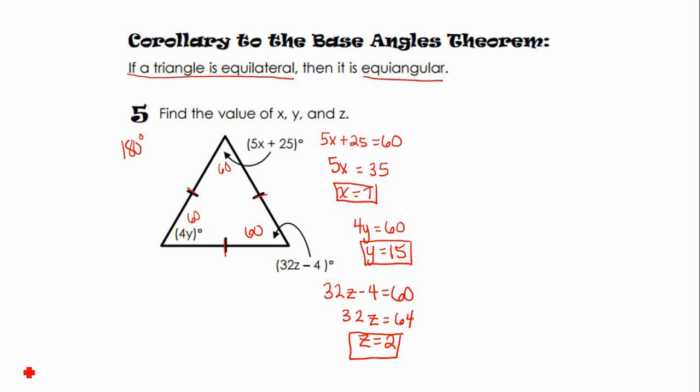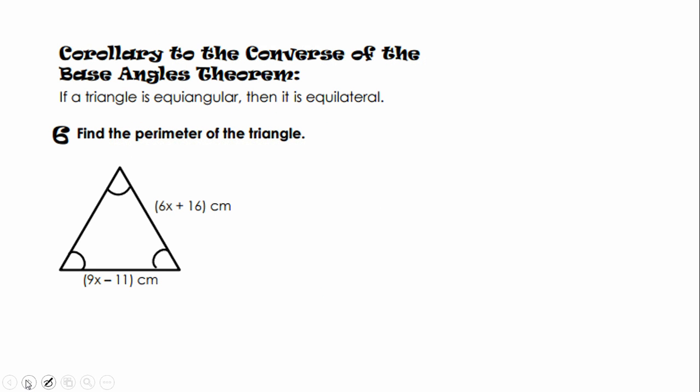So there we go. We have 3 variables. We've solved for each of them using the fact that if a triangle is equilateral, then it's also equiangular. And now the corollary to the converse. Again, if we flip around that statement, what if a triangle is equiangular? Well, if all 3 angles are the same, then it has to have all 3 sides the same. So knowing that, we want to find the perimeter of this triangle.